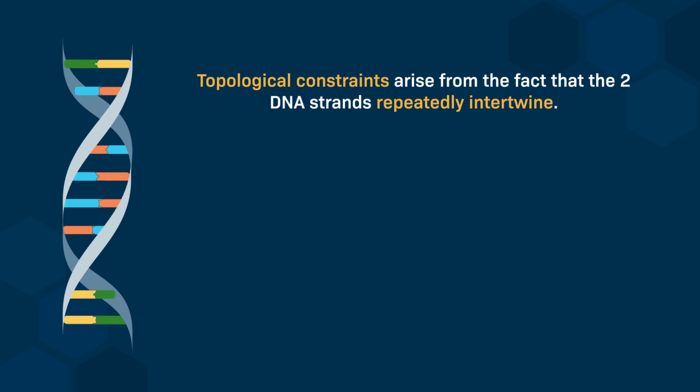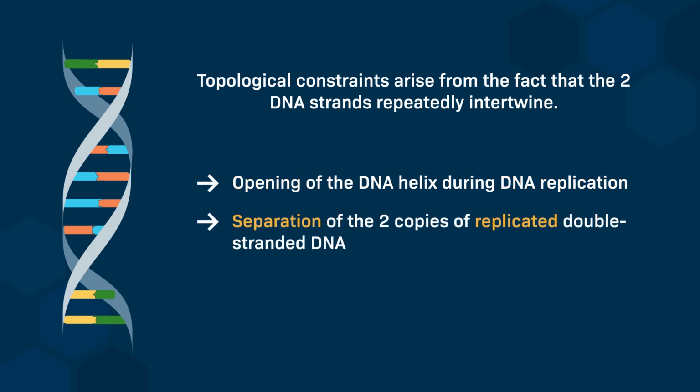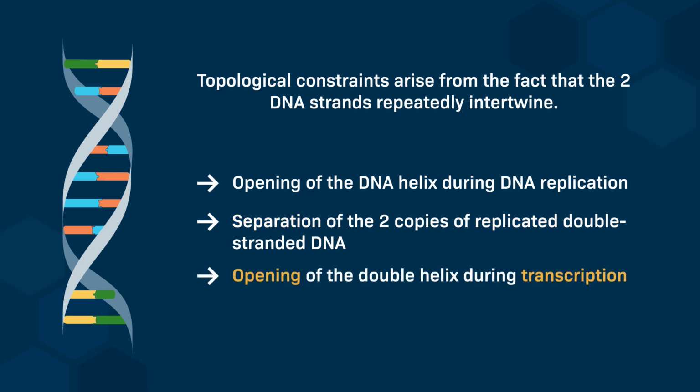Untangling the two strands of the DNA double helix occurs during major biological processes. These include the opening of the double helix at the site of DNA replication, the separation of two copies of the double-stranded DNA molecule at the end of replication, and the localized opening of the double helix during transcription.